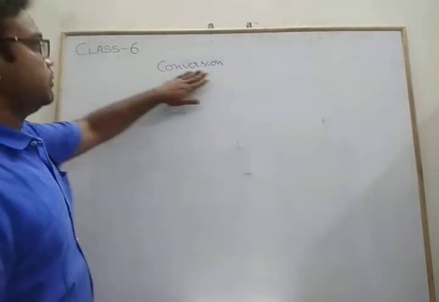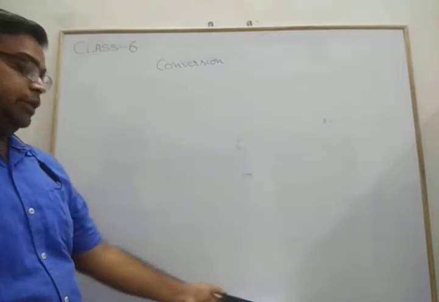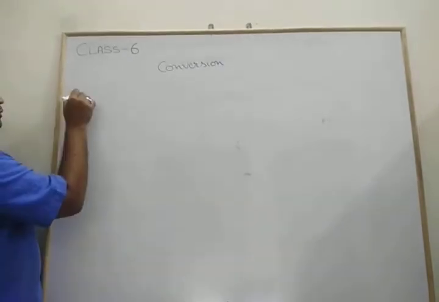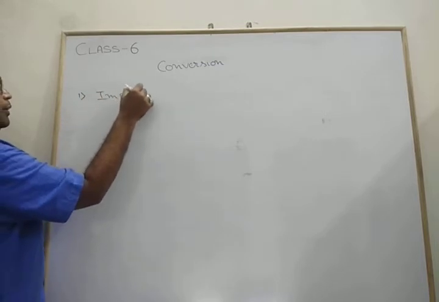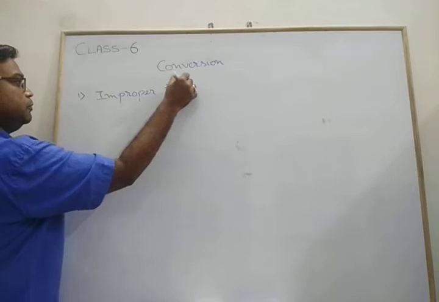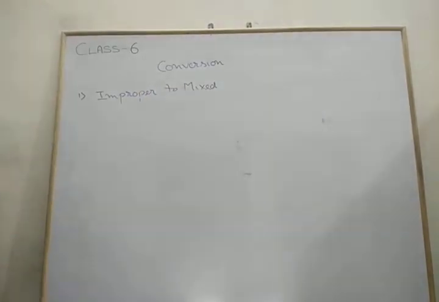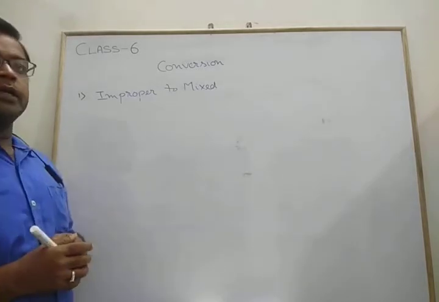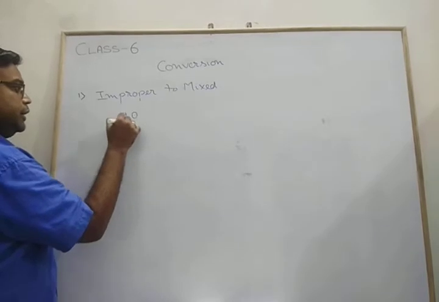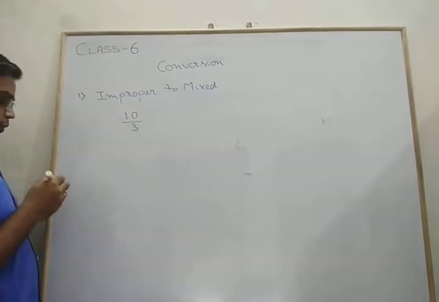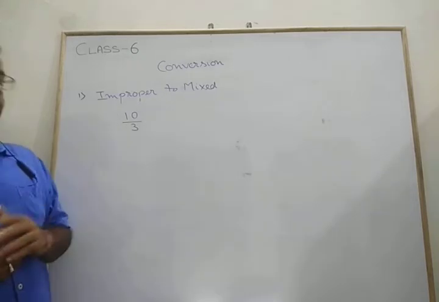Now we are going to discuss conversion of fractions. How do we convert? Let's start. First we are going to discuss improper to mixed. Suppose some improper fraction is given to you. Take the example 10 upon 3. The fraction defines itself as an improper fraction because the numerator is greater than the denominator.